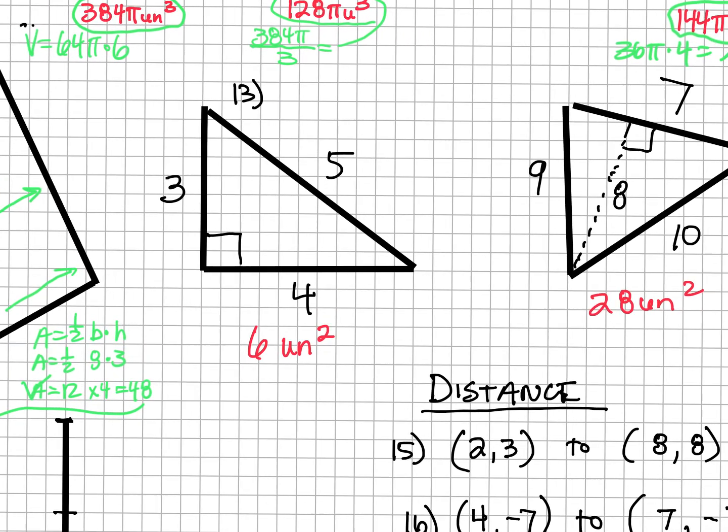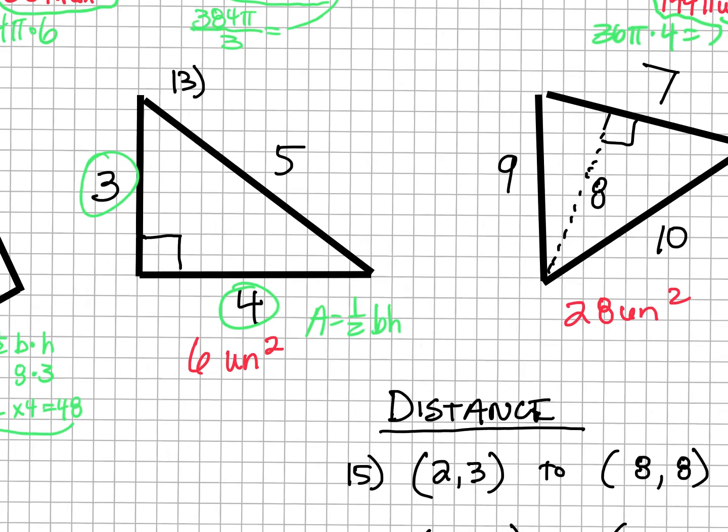All right, this one, there's our base, there's our height, because it's straight up. We multiply them together. We say it's 1/2 of that, and that gives me 6. 3 times 4 is 12. 1/2 of that is 6.